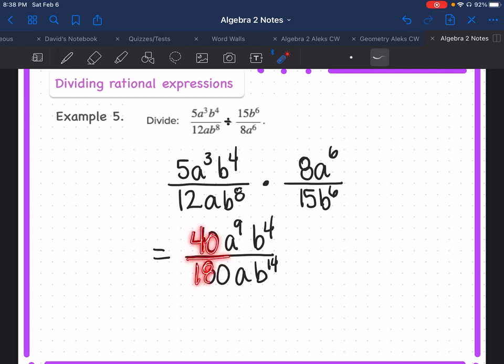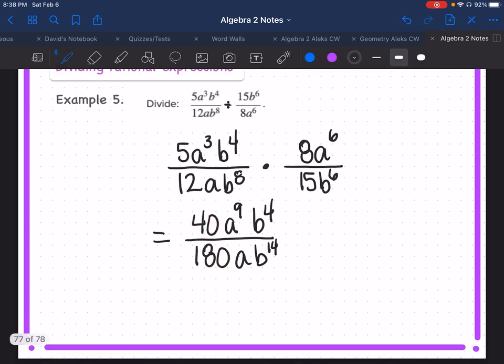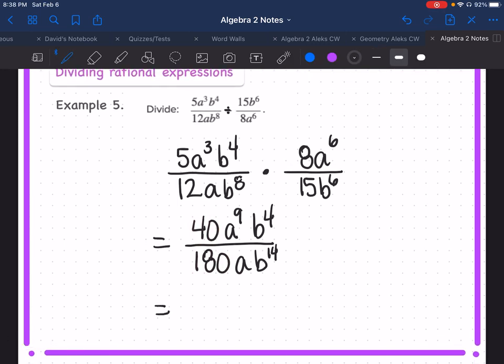over 180. I'm going to take my coefficients and simplify them. Now remember, because they both have zeros, you could cancel out the 0, and you're really doing 4 over 18. 4 over 18, let me see how much room I have down here. That would be 2 over 9.